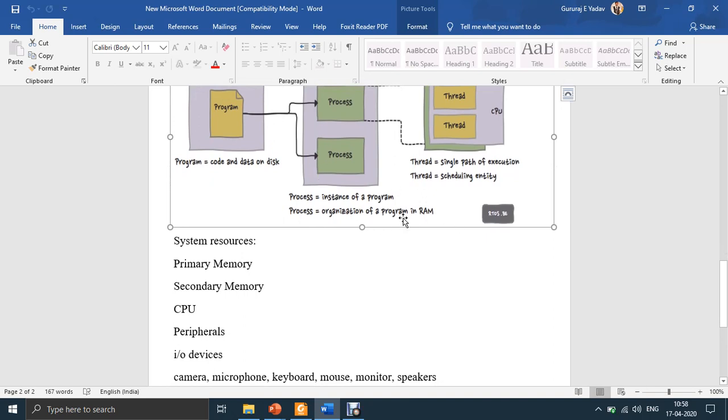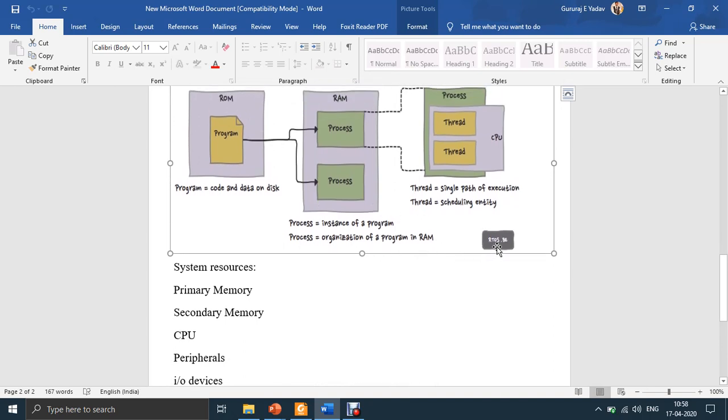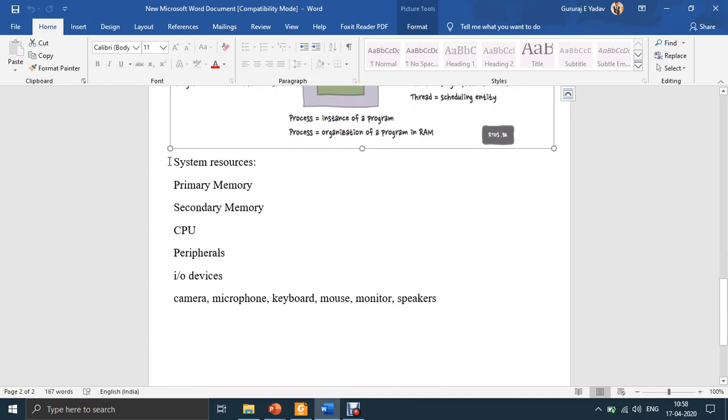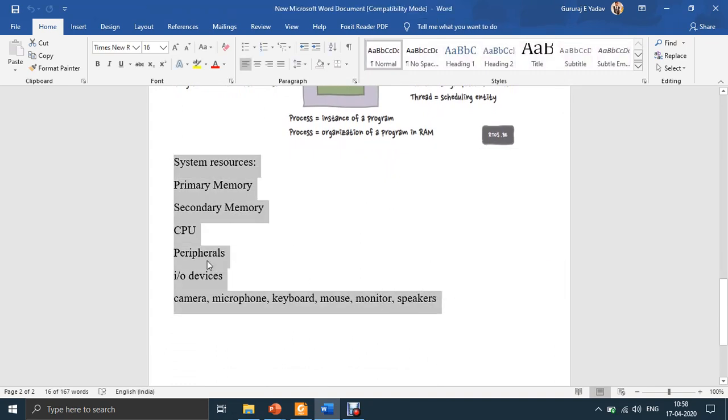So this image I took from rtos.be. So this is the source of this image. Okay. Yes, and then what are the system resources? As soon as I say hardware or system resources, these are the resources: memory, CPU, peripherals, I/O device, and associated hardware like camera, microphone, keyboard, speaker, monitor, everything.